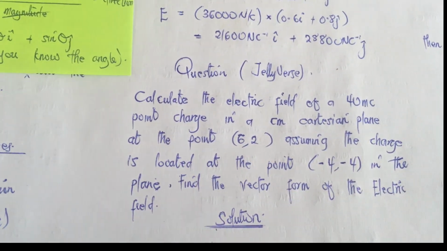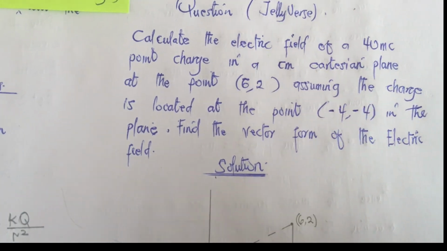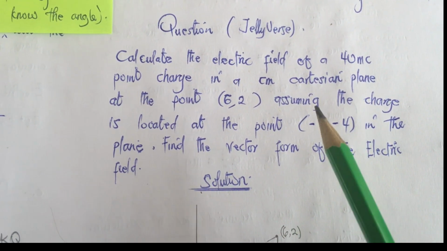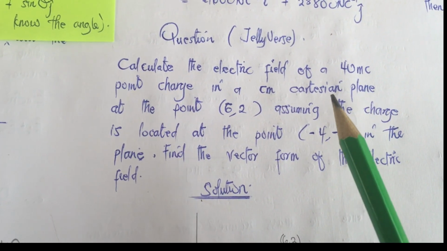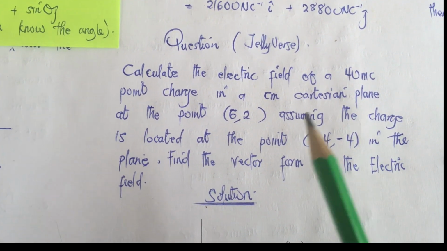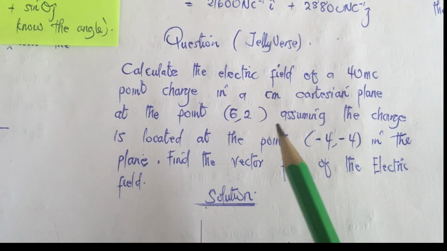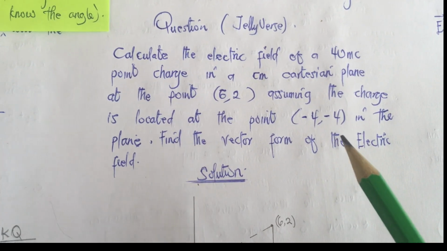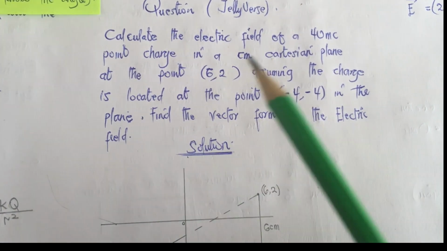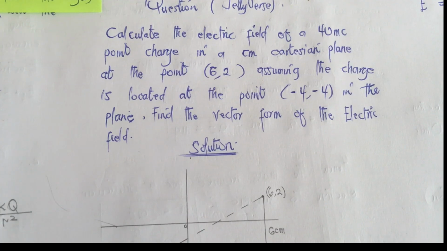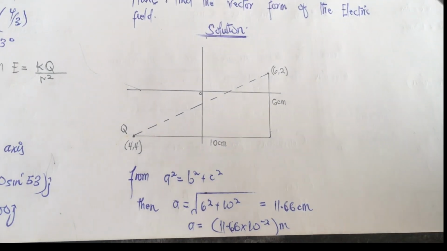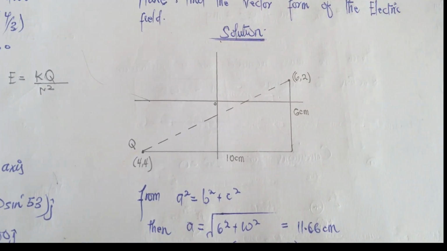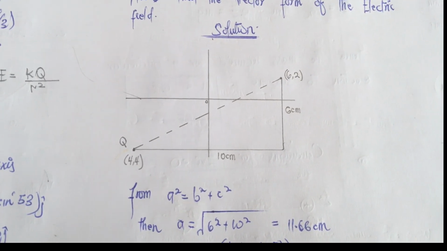Let's consider this question for example. Calculate the electric field of a 40 millicoulomb charge in a centimeter Cartesian plane at the points 6 and 2. This means that 6 is 6 centimeters and 2 is 2 centimeters, assuming the charge is located at the point -4 in the plane. Here you are asked to find the vector form of the electric field. This is the free body diagram that you can draw to enable your understanding of solving the question.